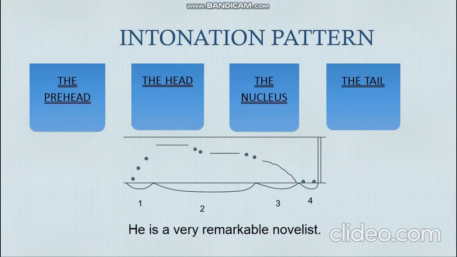And we know that an intonation pattern has four main components, such as the prehead, the head, the nucleus, and the tail. In this table, or in this tonogram, we can see the main parts of the intonation pattern. This is the prehead. This is the head, and the nucleus, and at the very end, it's the tail of the sentence.